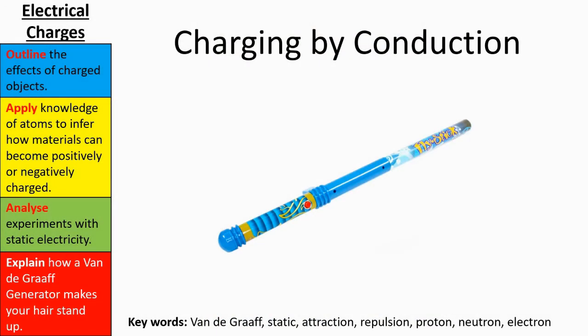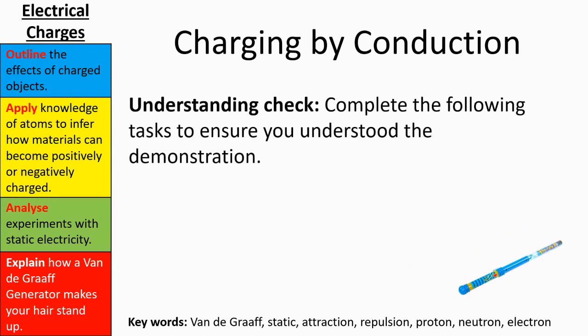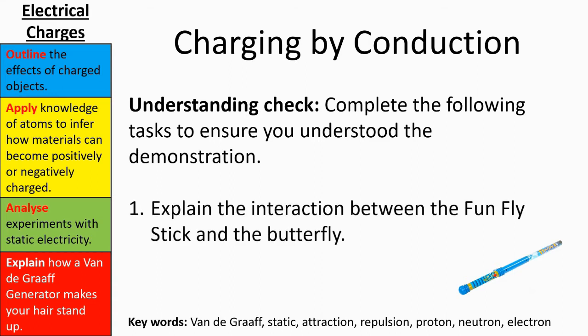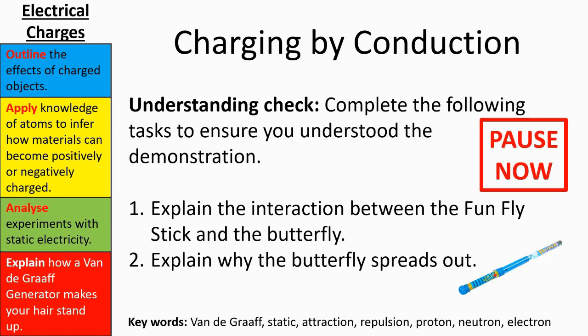Now that you've seen this bit of magic, let's see if you've understood. Understanding check. Complete the following tasks to ensure you understood the demonstration. Number 1. Explain the interaction between the fun fly stick and the butterfly, in terms of charges. And number 2. Explain why the butterfly spreads out. Pause now. Have a go at this task. When you're ready to move on, press play.